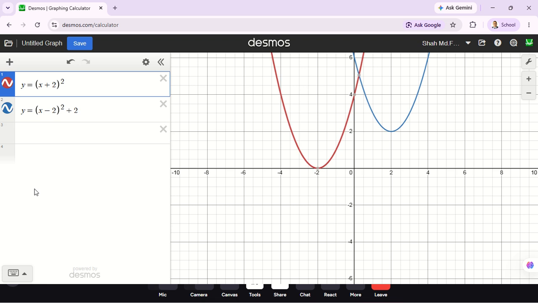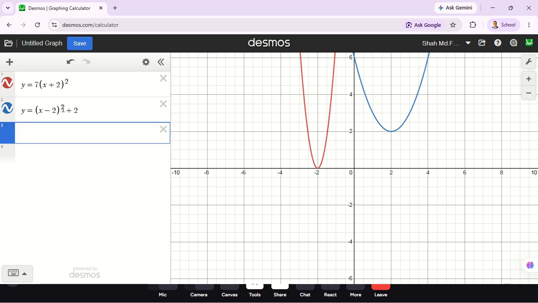And if we put here 2, that means the function squeezes, right? If we put 4 here, if we put 6 here, if we put 8 here, that means as the value increases, the function just squeezes, or we can call it shrinks. And if we put a negative sign here, then what will happen?